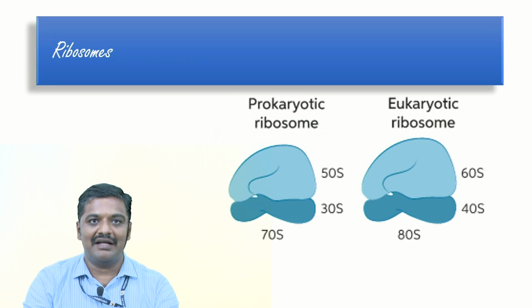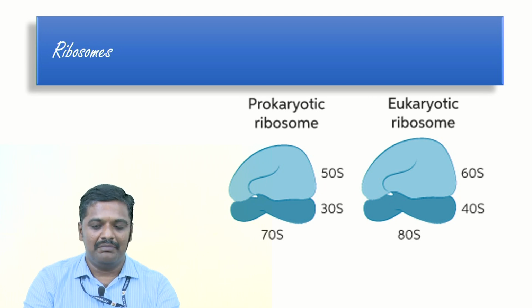Next difference is ribosomes. As we all know, ribosomes are the protein synthetic machinery of the cell. They synthesize proteins which are very essential for the cells. The prokaryotic organisms and the eukaryotic organisms differ widely in ribosomes. The prokaryotic ribosomes are of 70S type. They are made up of two subunits, the 50S larger and the 30S smaller subunit. And the eukaryotic ribosomes are 80S type. They are made up of the larger 60S subunit and the smaller 40S subunit.